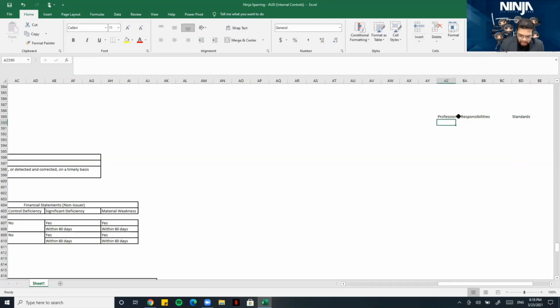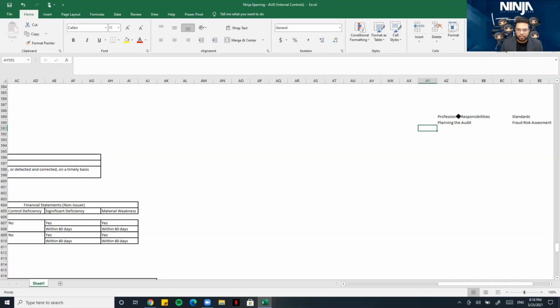In the last session, we discussed planning the audit, including fraud risk assessment. Now we'll be starting our audit. We have understood what are the responsibilities which apply to us. We have understood how we plan the audit.